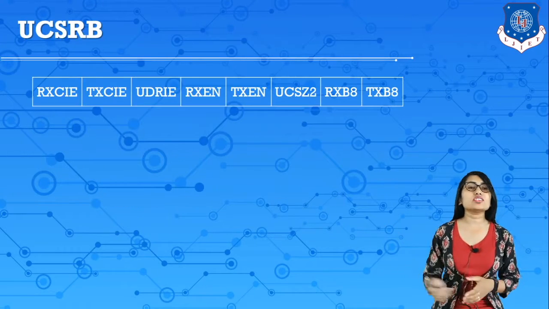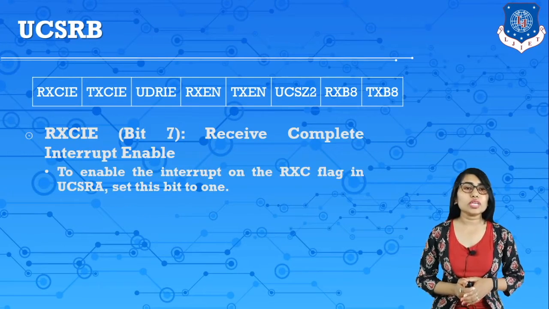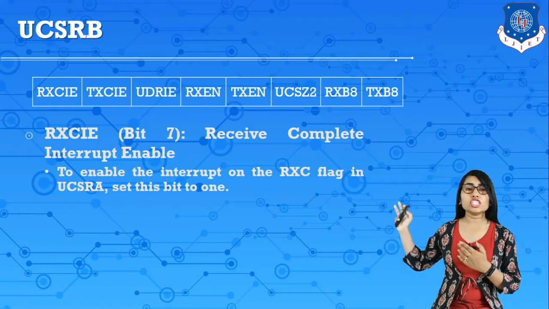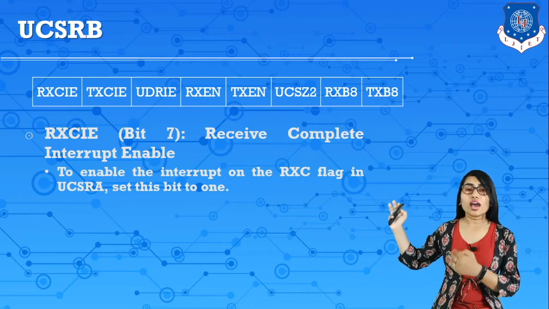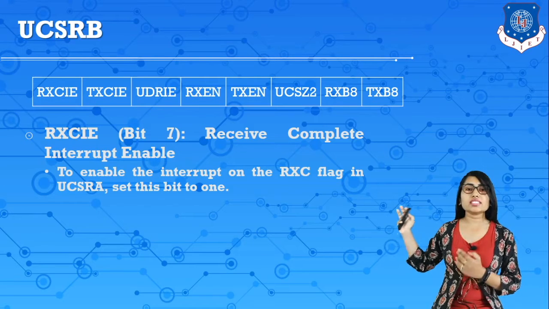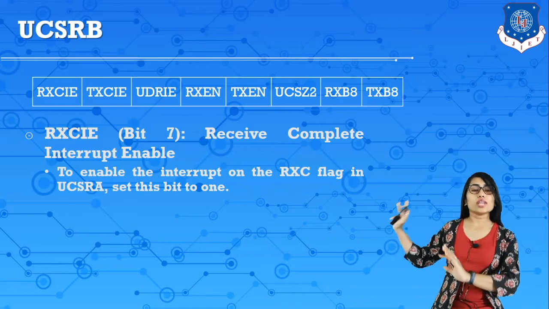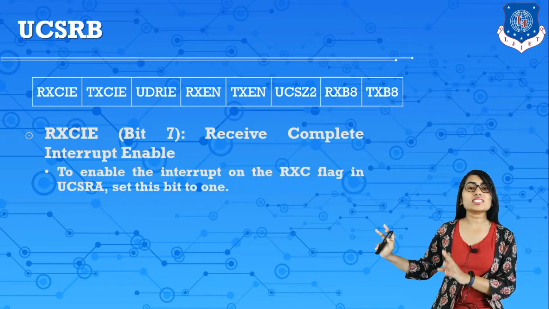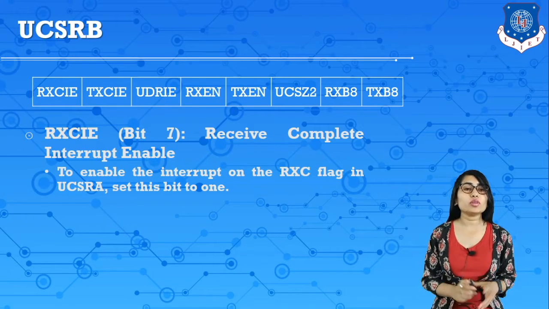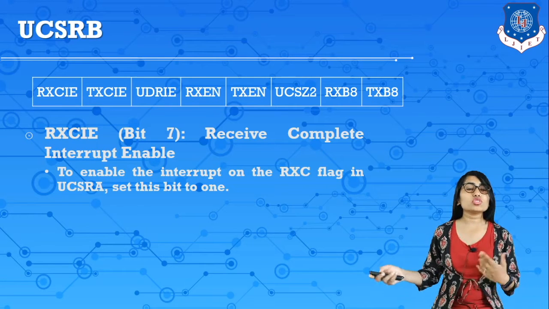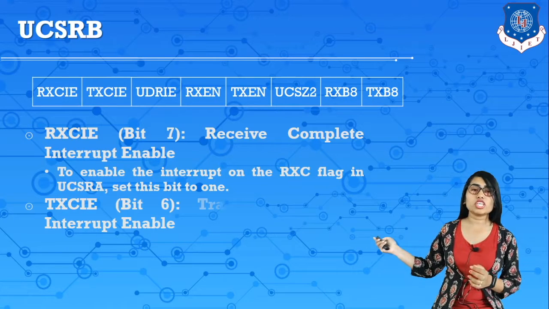Now next is the UCSRB register. So RXCIE, TXCIE, UDRIE, RXEN and TXEN, and then UCSZ2, RXB8, TXB8. So let's discuss all the bits one by one. First is RXCIE, receive complete interrupt enable. To enable the interrupt on the RXC flag in the UCSRA, set this bit to 1.